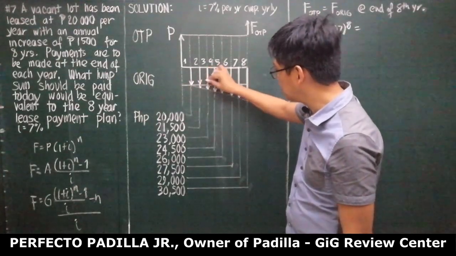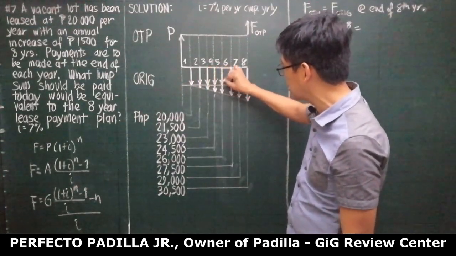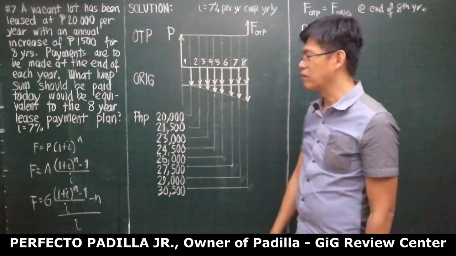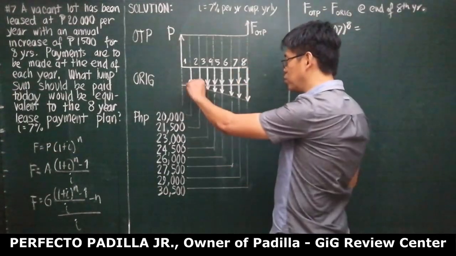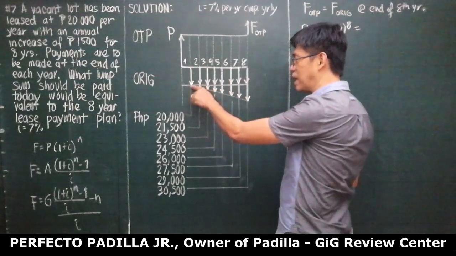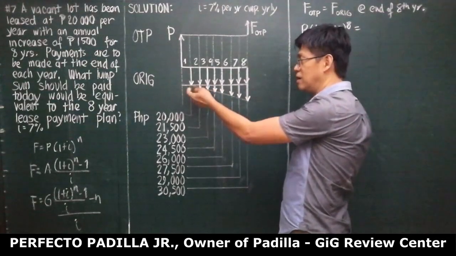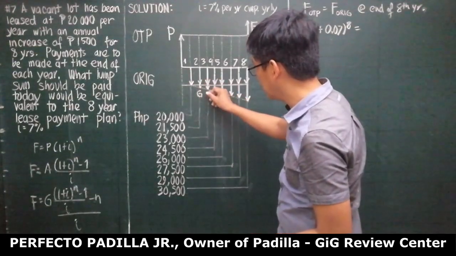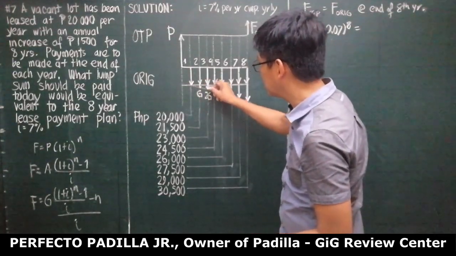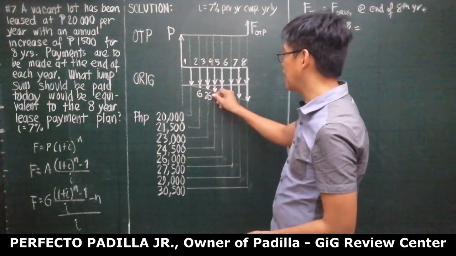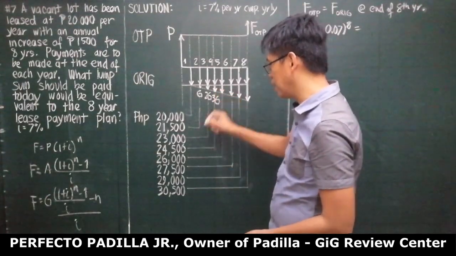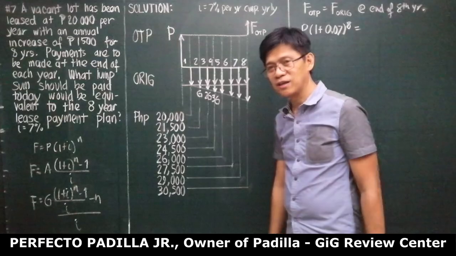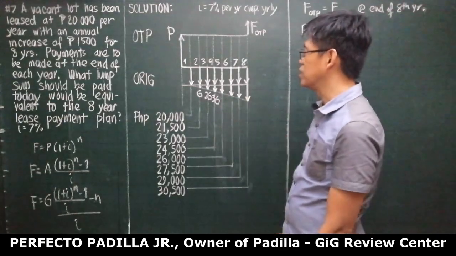Notice the rectangle. This is 20,000 every year. Correct? Now, ito naman, uniform gradient. Look, walang payment sa first year. Nagsisimula sa second year. Then, 2G. Dalawang 1.5. Tatlong 1.5, which is 4,005. Correct? Then, 4G, 5G, and so on and so forth.